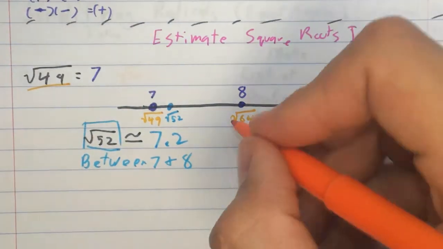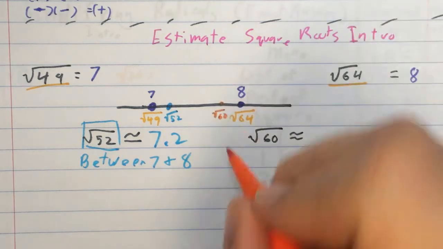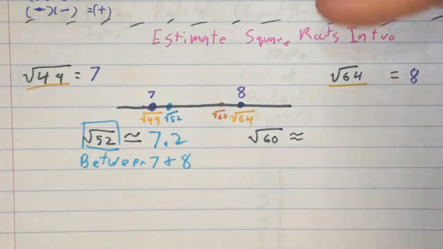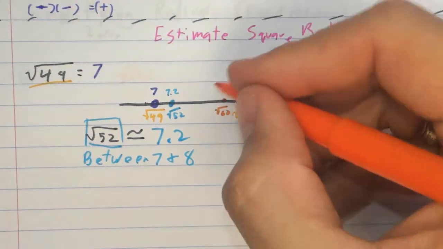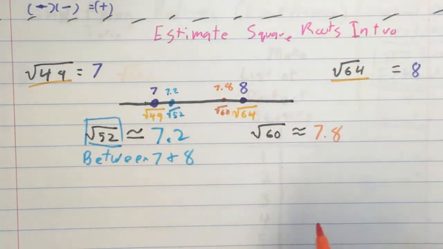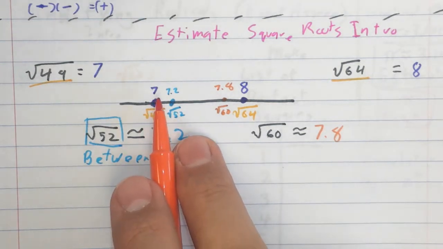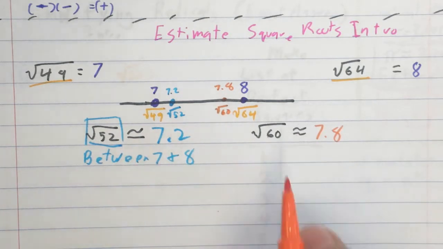We're also going to look at this 60. If I was to place the square root of 60, it would fall about here. So if this over here was 7.2, this looks like it could be about 7.8. So I would say this is about 7.8. But again, at the very least, you should see that it falls somewhere between 7 and 8. And again, these are just estimates.